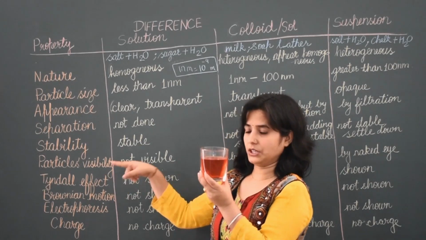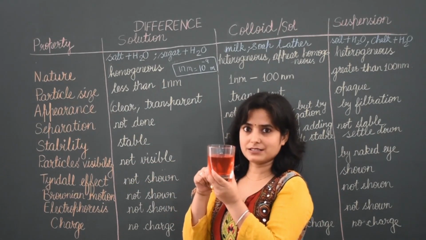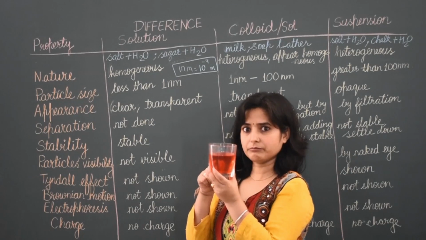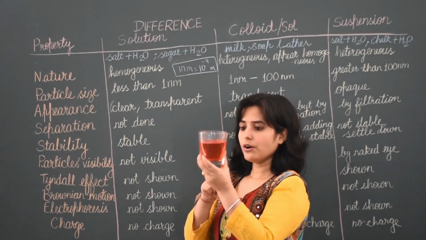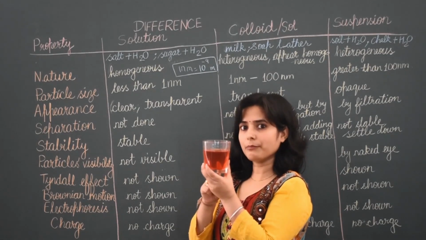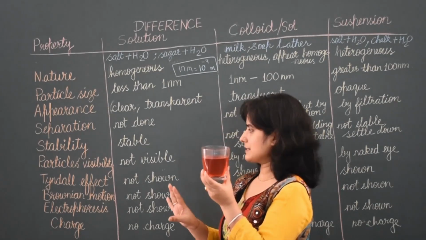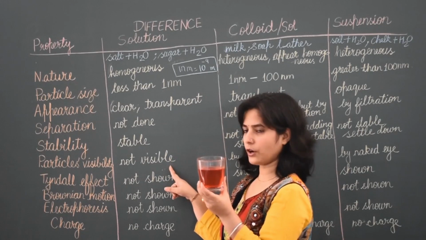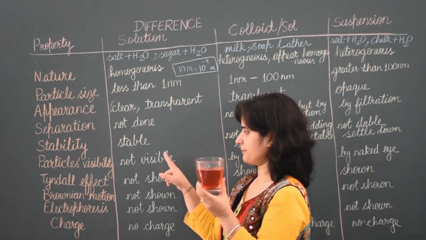Particle visibility. That is, can we see the particles of the solution or not? We cannot see them by the naked eye or by a microscope. It all looks the same. So particles are not visible in this solution.